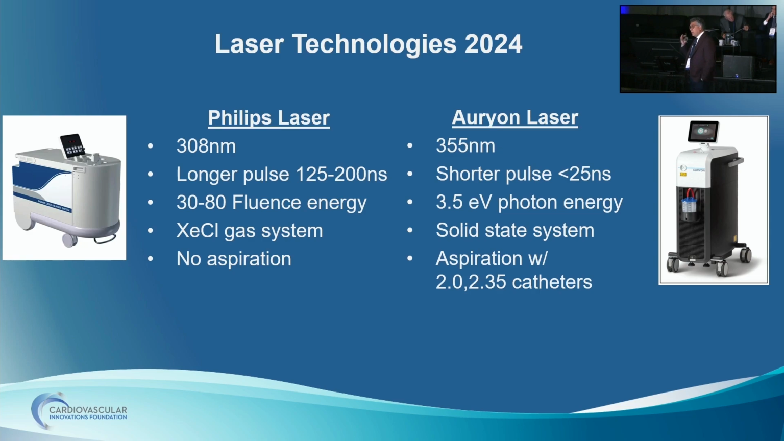There are now two commercially available lasers that we pick between, and you heard a little bit about each of these this morning. There are slight differences, but some of them may be important. The wavelength of the lasers is how it reacts with tissue: Philips at 308 nanometers and the Orion at 355. Then the pulse length, longer versus shorter, and fluency. The Philips laser uses gases, and there's a solid state system in the Orion. And aspiration is available for the technology that's under the Orion. So just to understand a little bit about the differences.